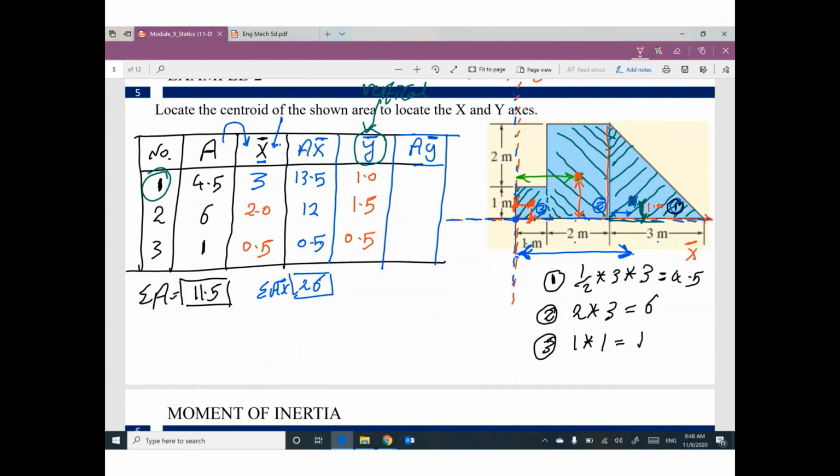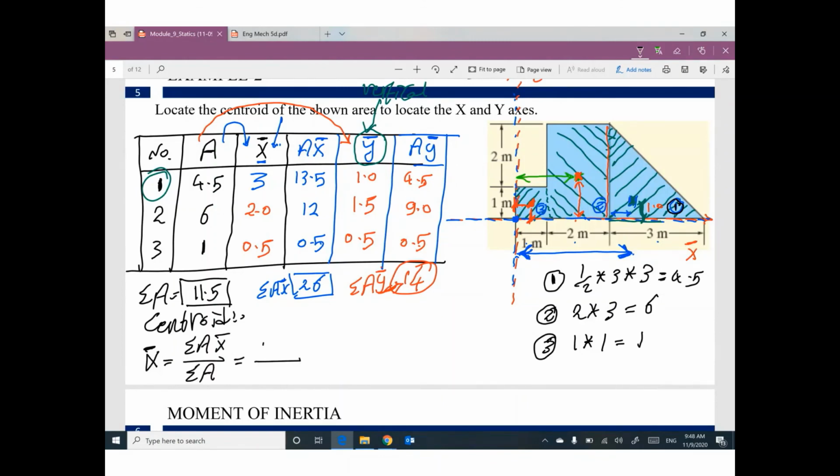Go ahead and multiply this column by this column. So 4.5, 9.5. The summation will be 14. 14? Yes. This summation will be summation area y bar. If you are looking for the centroid, x bar will be summation area x bar divided by summation area. 26 divided by 11.5. If you are looking for y bar, it will be summation area y bar divided by summation area. Summation area y bar is 14. Divided by summation area 11.5. What is the number here and what is the number here? This one is 2.3 and this one is 1.2.